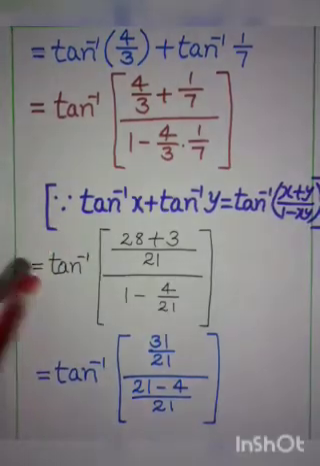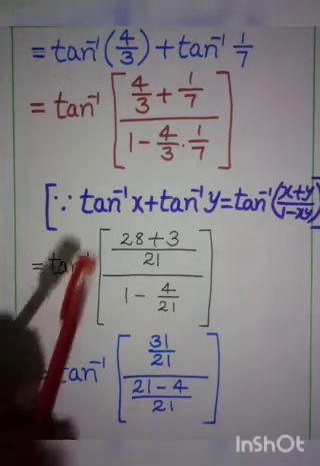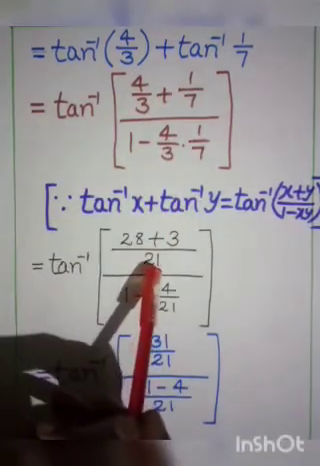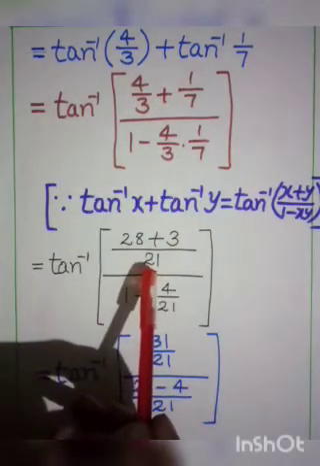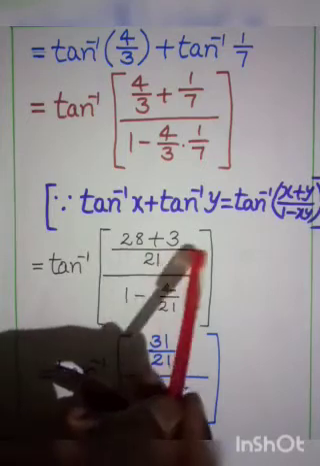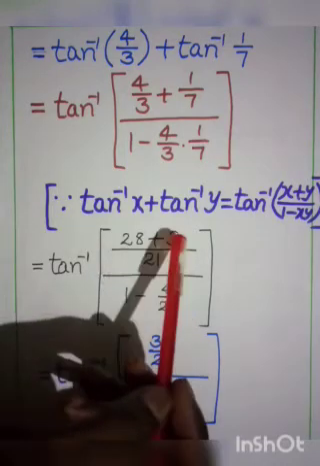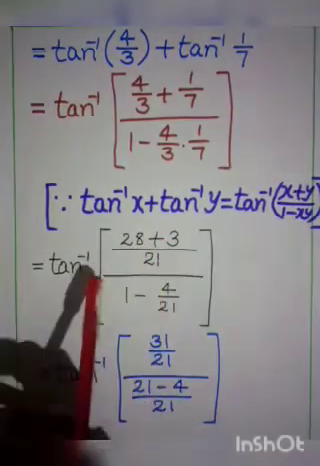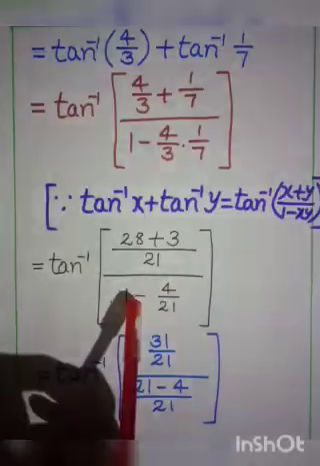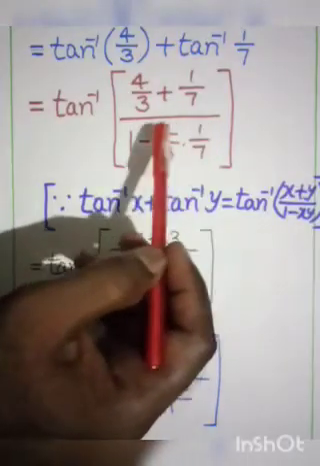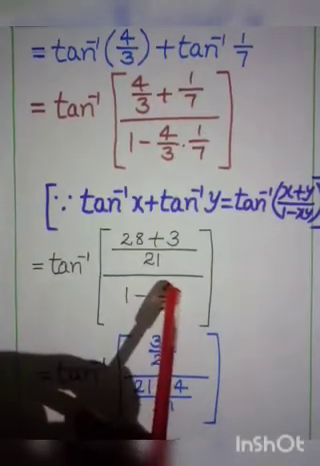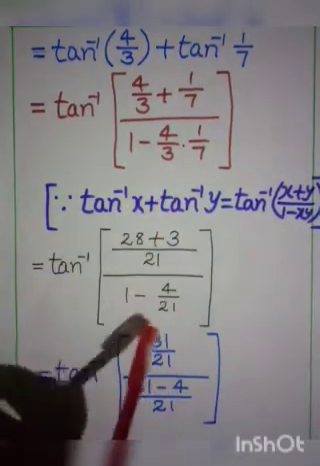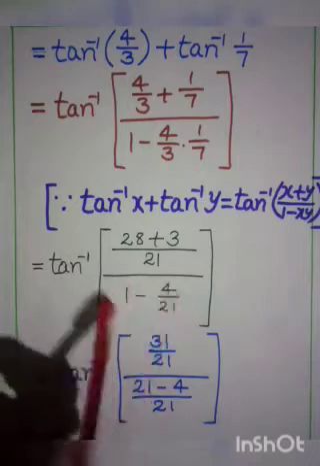That is equal to tan inverse of, by taking the LCM of 3 and 7 we get here 21. So I wrote 21 in the denominator. In the numerator, you get 28 plus 3. Understood this part, my dear children? Whole divided by 1 minus, by multiplying the numerators, 4 into 1, 4 ones are 4, divided by 3 sevens are 21. I wrote this step. Understood this step, my dear children?